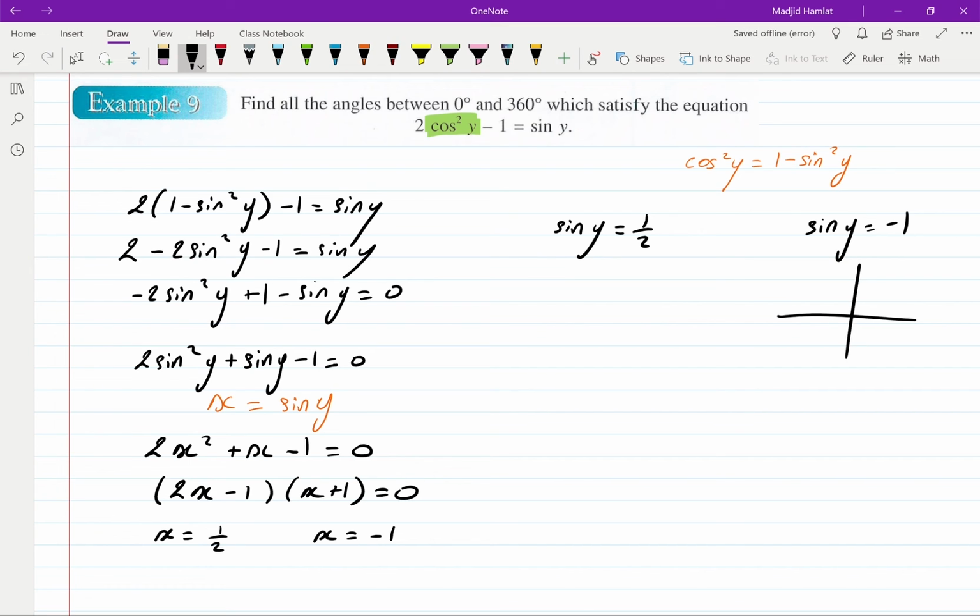For sine y equals -1, this is a value that you should know, but if you forgot, on the unit circle, we are at the bottom of the unit circle. At the bottom of the unit circle, this is the angle y equals 270 degrees. Same thing, sine y equals 1 over 2. You should know the value of alpha in that case. Alpha is 30 degrees.